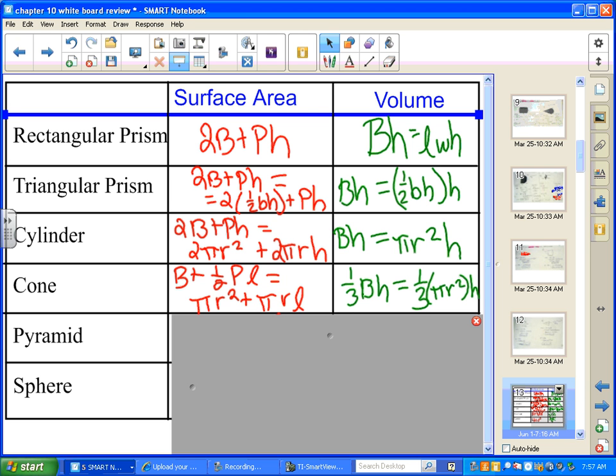Okay, pyramid. Go ahead and write down both formulas of a pyramid. Take your time. If you're not remembering these, this is a test to yourself that, oh, I need to study these, or I don't understand this.